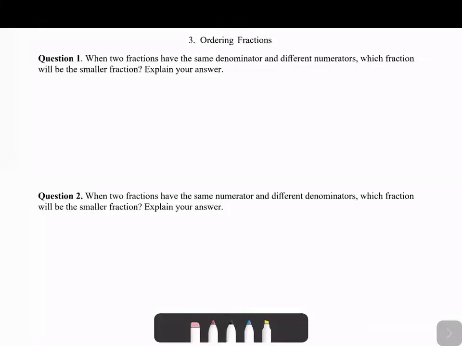Hi everyone, we are continuing today with section 6.1 and we're now going to start talking about ordering fractions. This discussion starts on page 203 of the textbook.